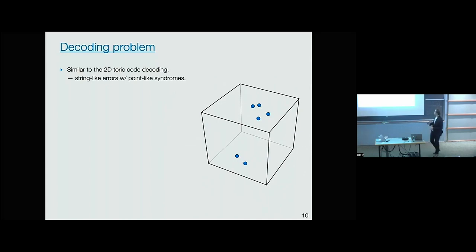So this is what we see. We don't see the positions of string-like errors. We just see their endpoints. Okay, so that's it. But there's a twist to the problem.